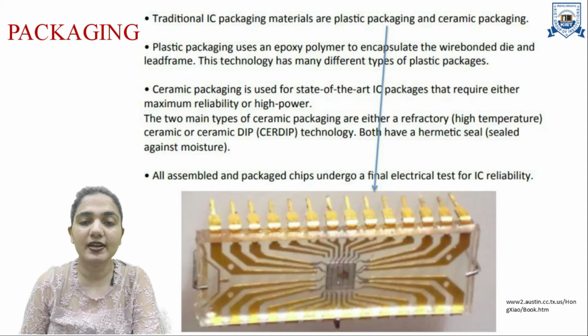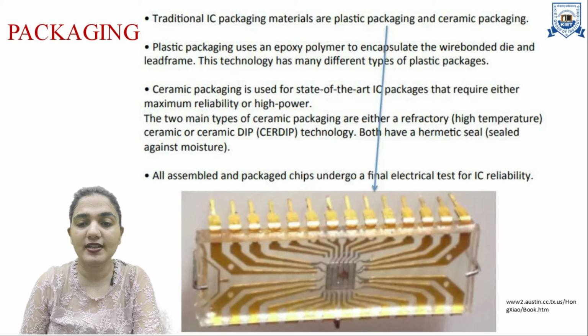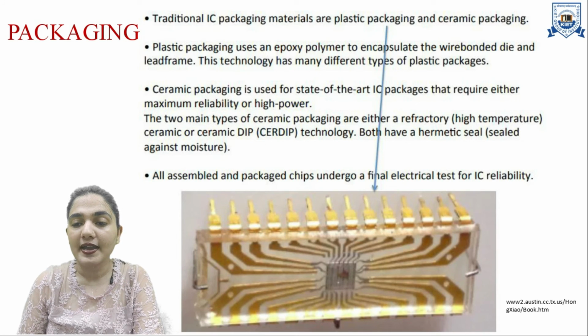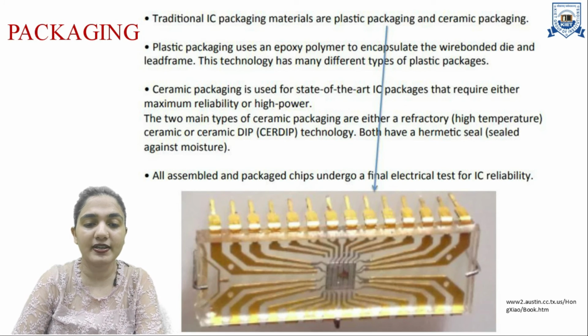So we have traditional IC packaging materials, which are plastic packaging and ceramic packaging. Plastic packaging uses an epoxy polymer to encapsulate the wire bonded die and lead frame. This technology has many different types of plastic packaging. We have already seen some types of plastic packaging in the first slide.